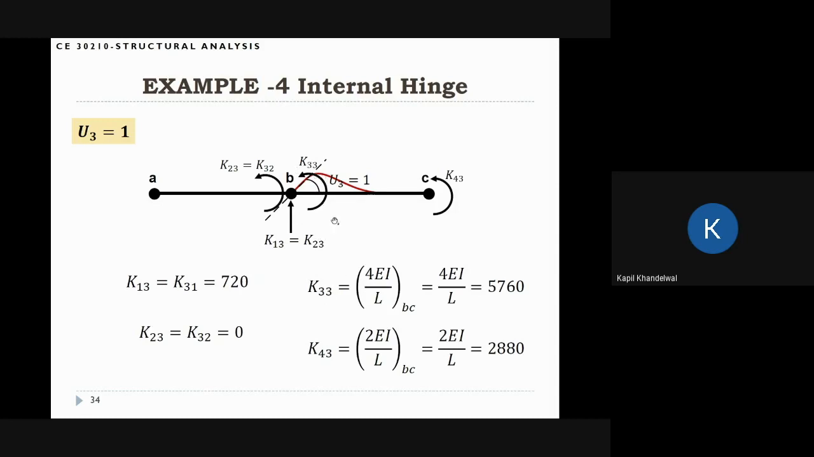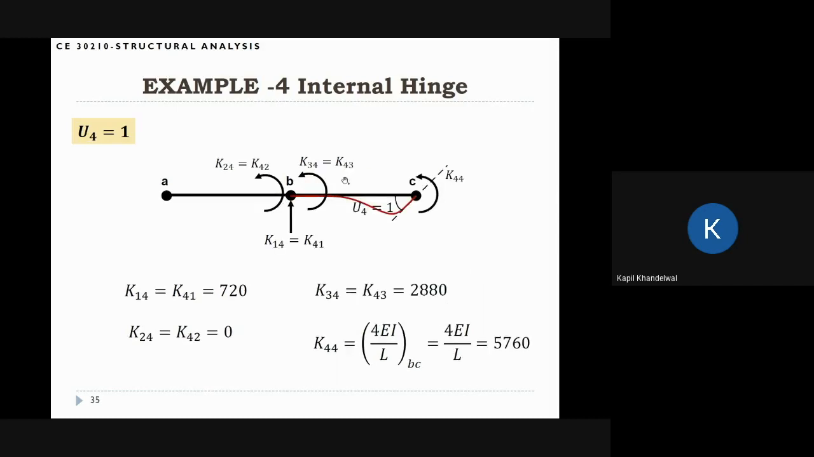K33 is 4EI by L for member BC. And we can do the algebra. So we get this number here, 5760. And K43 is actually 2EI by L for member BC. And this is just 2880. So we get these four numbers here, and this is the third column.